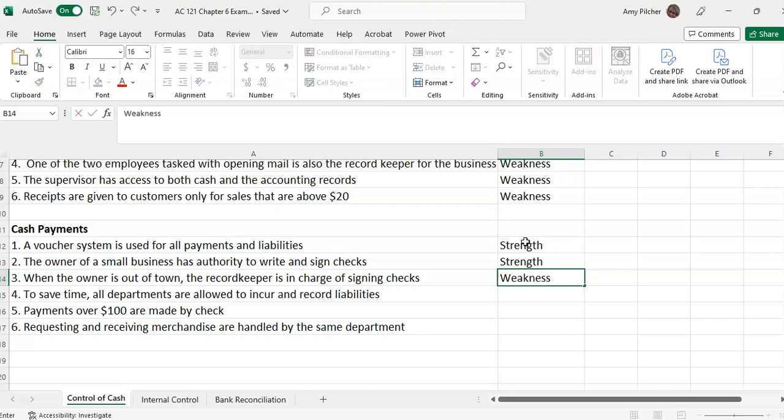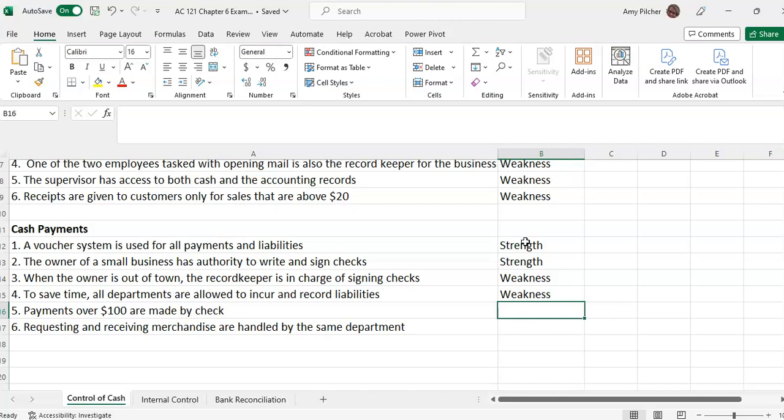You would think, okay, well, we're just adding those duties to someone else, but what it doesn't do is separate the record keeping from the signing of checks. And that's why the separation of duties is important. To save time, all departments are allowed to incur and record their own liabilities. This is a weakness. So again, record keeping needs to be separated. Payments over $100 are made by check. This is a strength. Checks are documentation, proof.